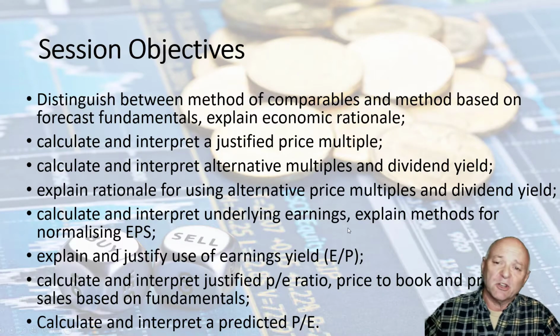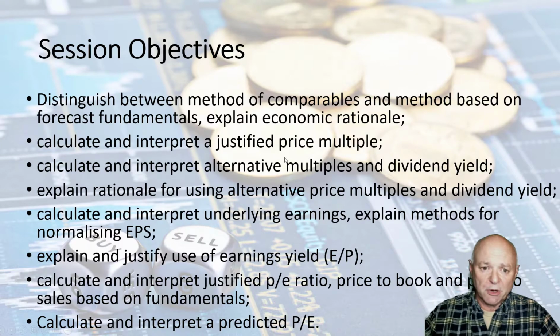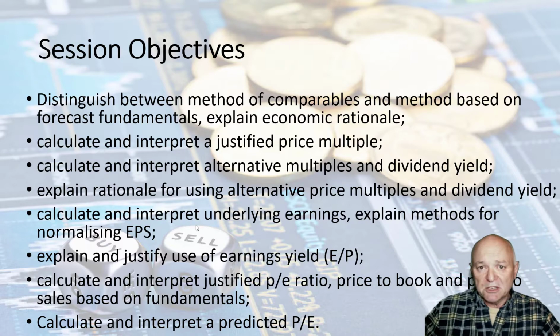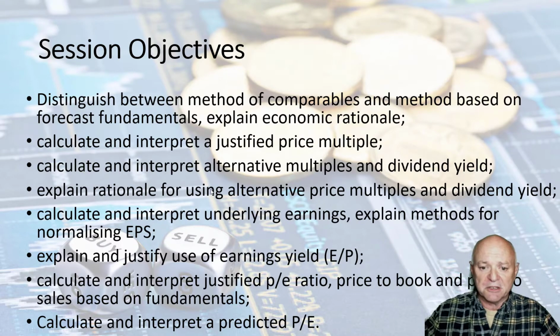Today's session we're going to take a look and compare the different methods, including the economic rationale for each. We'll calculate and interpret price earnings multiples, but also alternative multiples and other methods like dividend yield. We'll look at the rationale for using the alternative multiples. We'll calculate and interpret ways of understanding the underlying earnings for a business, and explain the methods for using a normalized earnings per share number in order to adjust some of those alternative methods.